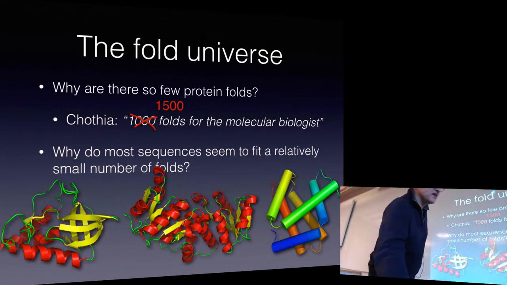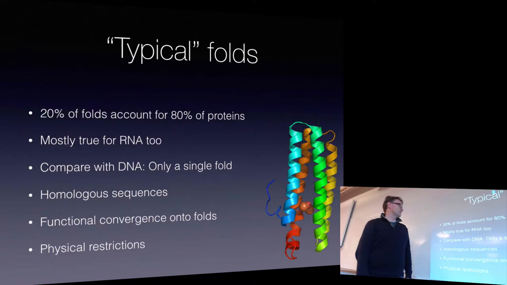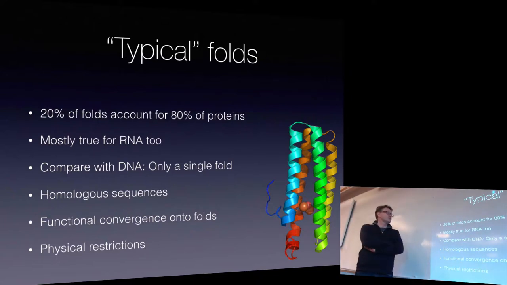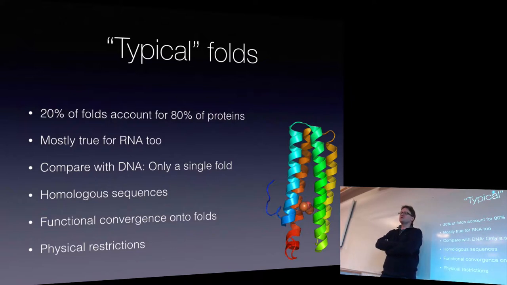As we saw yesterday, there are a handful of typical folds. The four-helix bundle was one of them. And I think the book likes to talk about this 20-80 rule, which I think is quite good: 20% of folds account for 80% of the proteins. So if you think 1,500 was low, we're talking about 200-300 folds that describe almost everything. Now we're down to 300 different ways to fold all the amino acids in your bodies to create you.